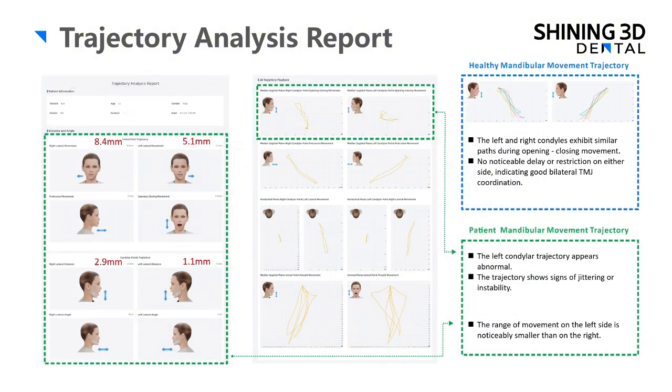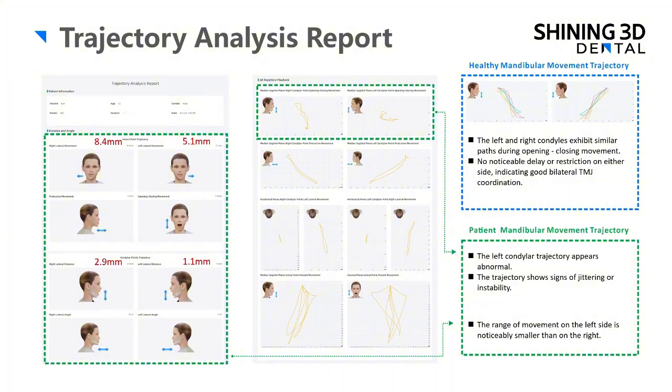And this is how the trajectory analysis looks when we export the report from the software. As you can see, inside the green circle is the real patient we recorded, and inside the blue circle is a healthy mandibular movement trajectory. So the left and right condyle exhibit a similar path during the opening and closing movement, with no noticeable delay or restriction on either side, indicating good bilateral TMJ coordination.